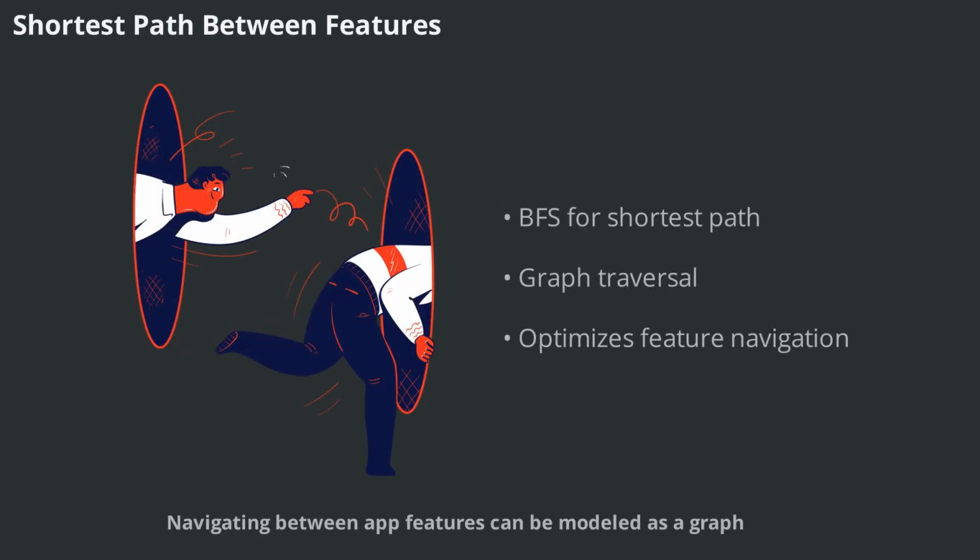Navigating between app features can be modeled as a graph. The interview question is how to find the shortest path between two features. Using breadth-first search (BFS), you can traverse the graph and calculate the shortest distance. This method is essential for optimizing navigation and improving user flow in complex apps.